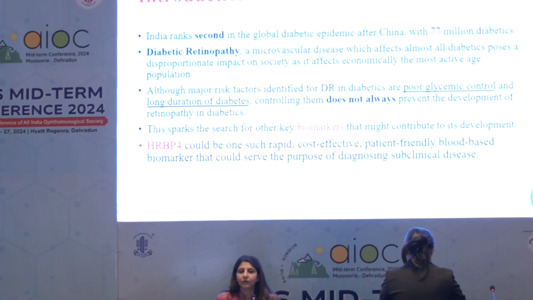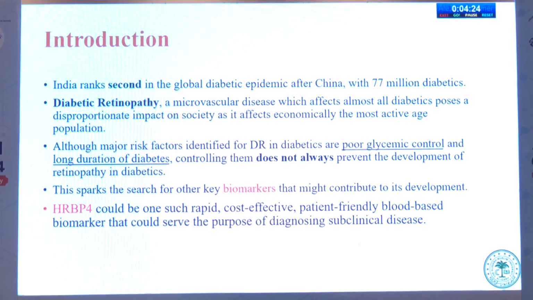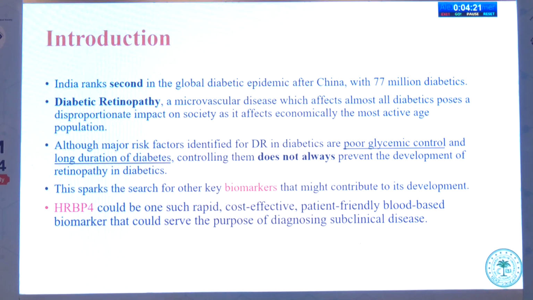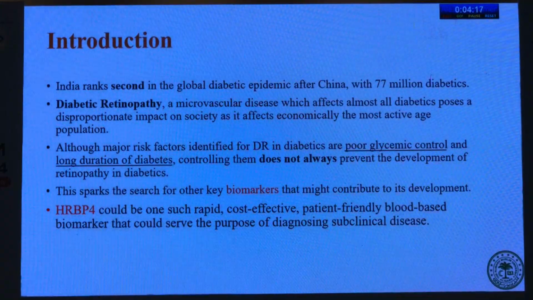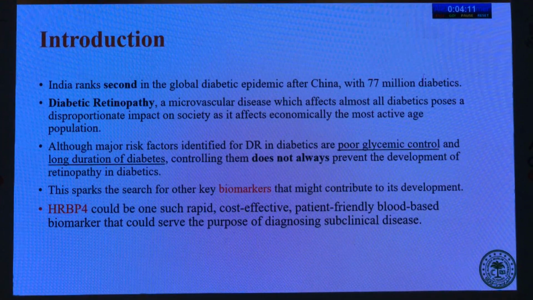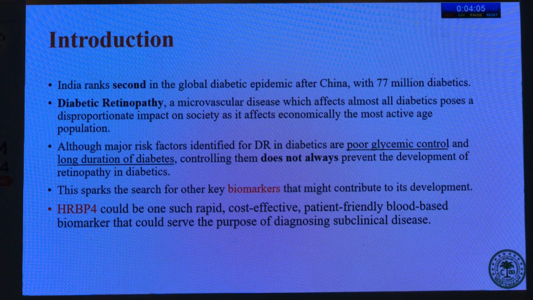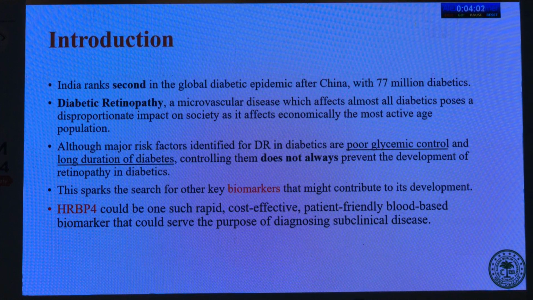So as we know, India ranks second in the global diabetic epidemic after China, and diabetic retinopathy is a microvascular disease which affects almost all the diabetics. All the already known factors responsible for causing diabetic retinopathy in diabetics, like poor glycemic control and long duration of diabetes, even after controlling these factors, it does not prevent the development of retinopathy in the diabetics. So this sparks the search for other key biomarkers which might contribute to its development. So HRBP4, or the retinol binding protein 4, could be one such rapid, cost-effective, patient-friendly blood-based biomarker which could serve the purpose of diagnosing the subclinical disease.